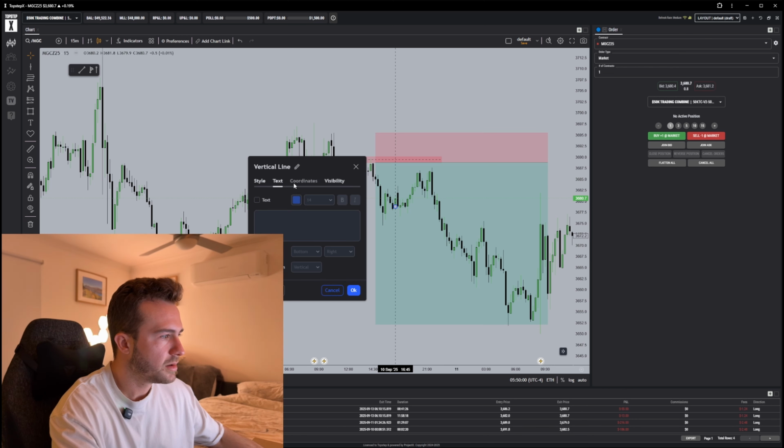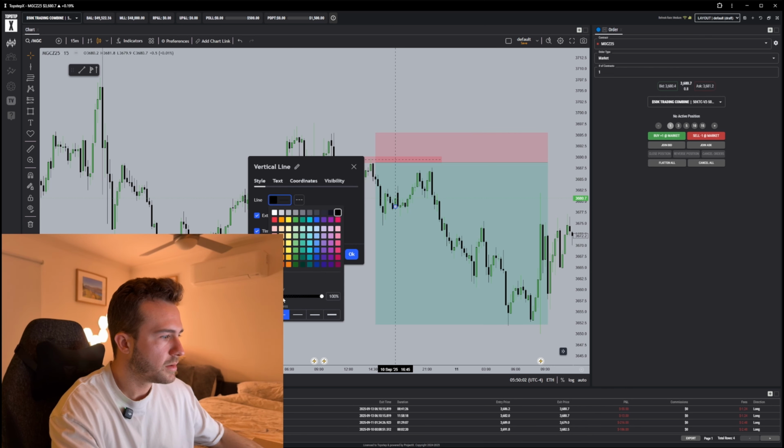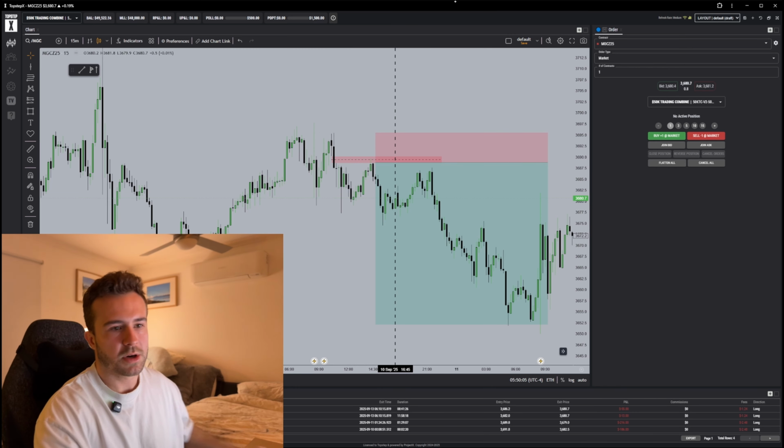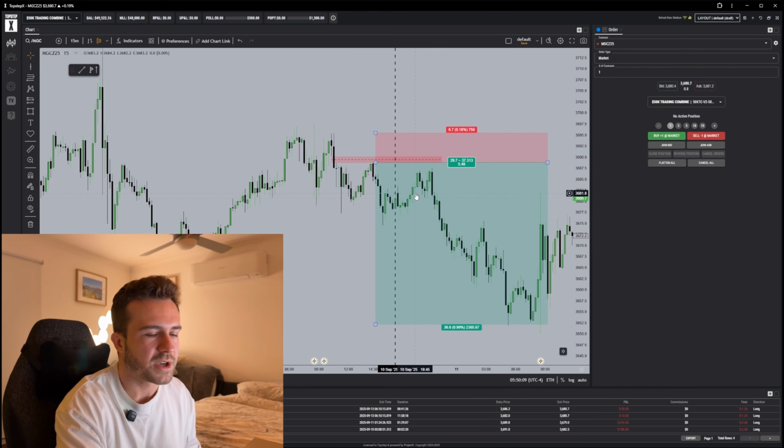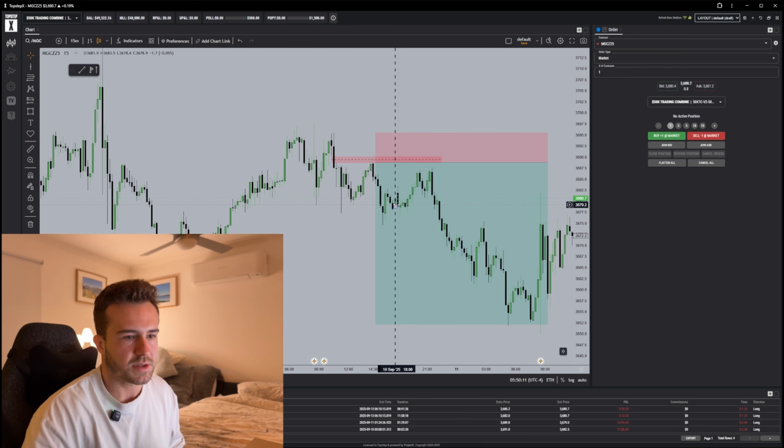Can I make it thicker? Yeah, thickness, there we go. The market closed right here at this dotted line. So I would have been kicked out of the position right there. I could have re-entered, but that's when I go to sleep.